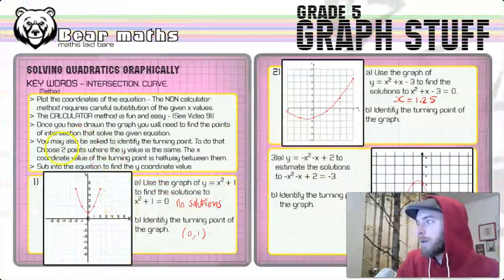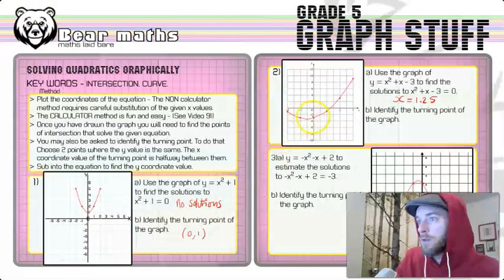Let's use the method that we wrote here. Choose 2 points where the y value is the same. Well, they're both minus 3. The x-coordinate of the turning point is halfway between those 2 points. All right, so you can see that is there. We can see it's halfway between those two, which is very clearly negative 0.5 for the x value.